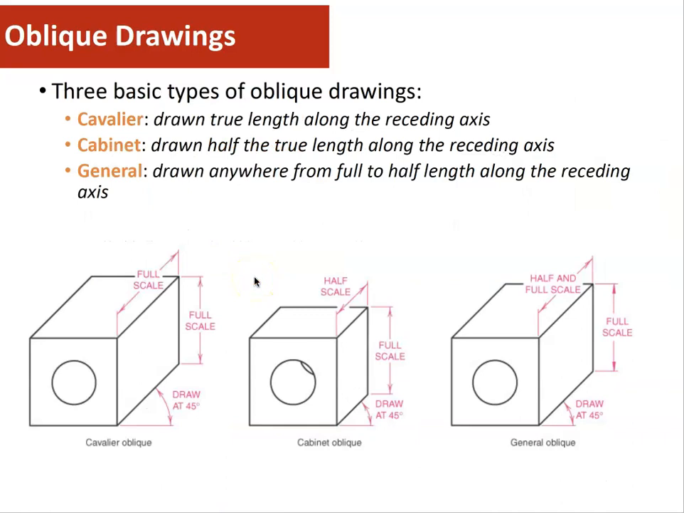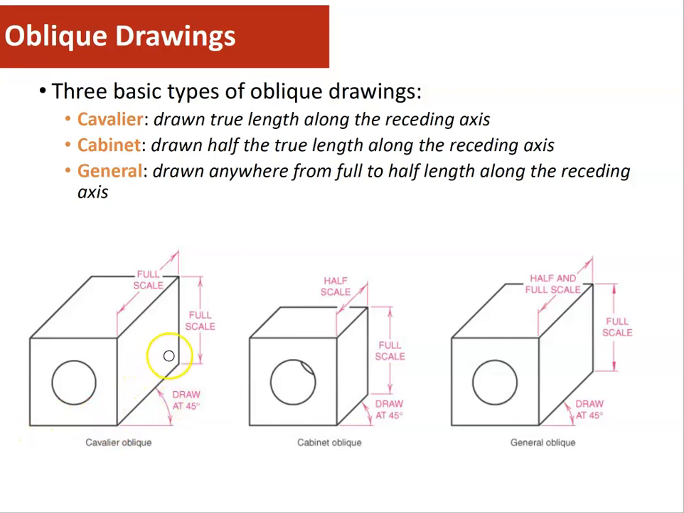Okay, so we have three types of oblique drawings. Just now we talked about the three different angles, which were 30, 45, and 60. We're going to use 45 for our class. So there are three basic oblique drawings. The first one is called cavalier. Cavalier is drawn true length along the receding axis, so it is full scale at the receding axis. The front side is always full scale.